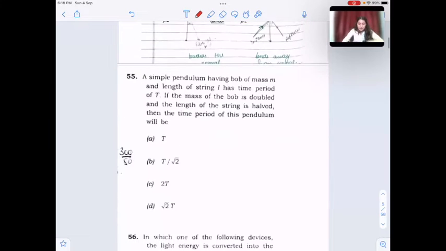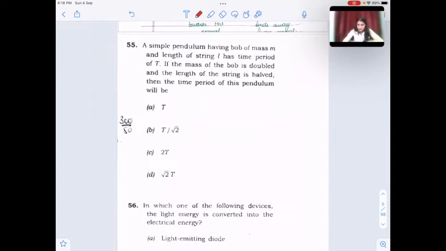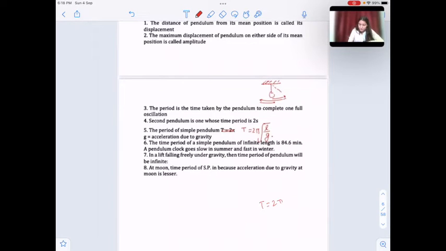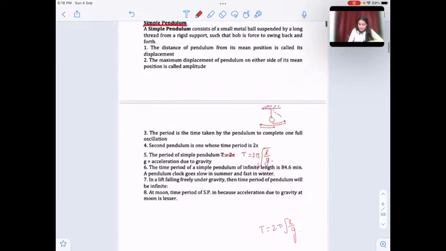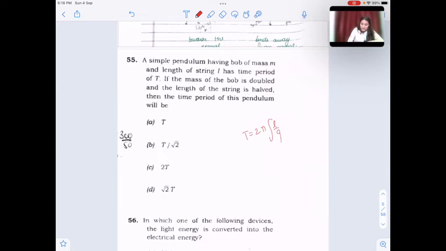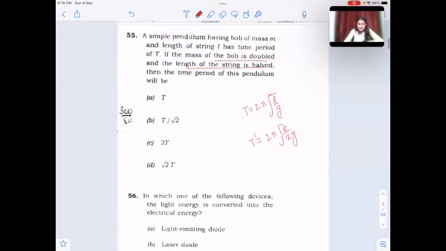Next question is about the time period of a simple pendulum. So this is the formula. T is equal to 2 pi root L by G. So what we are given, okay, mass is doubled and length is half. So mass की तो जरूरत नहीं है, length is half. So we will take T dash as 2 pi root L by 2G. So when you solve this expression, you will get the answer T by root 2.